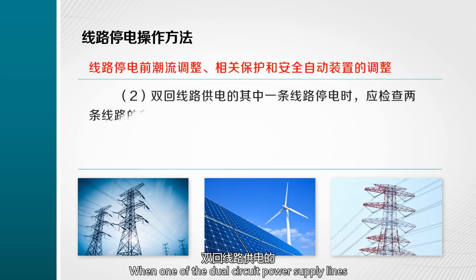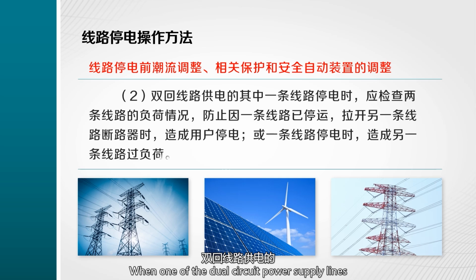Point 2. When one of the dual circuit power supply lines experiences a power outage, the load condition of one of the two lines should be checked to prevent the user from experiencing a power outage due to the shutdown of one line and the opening of the circuit breaker of the other line, or the overload of the other line caused by the power outage of one line.